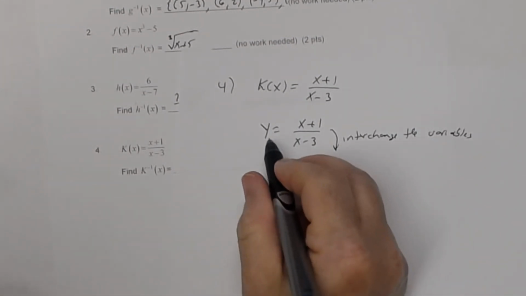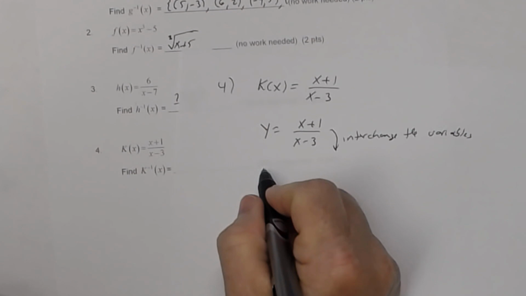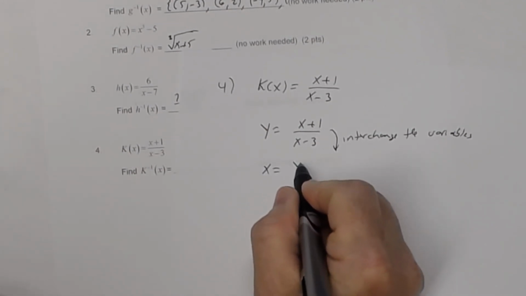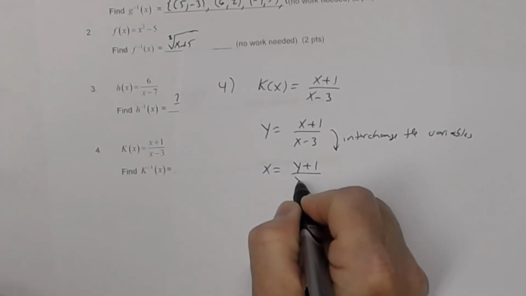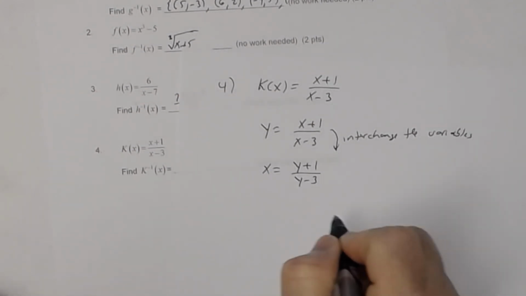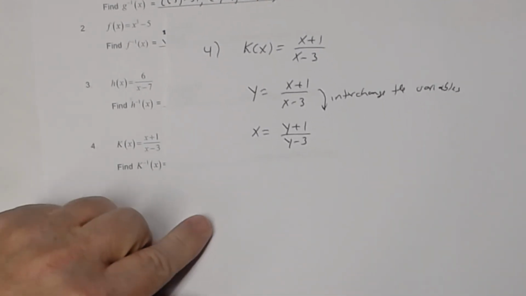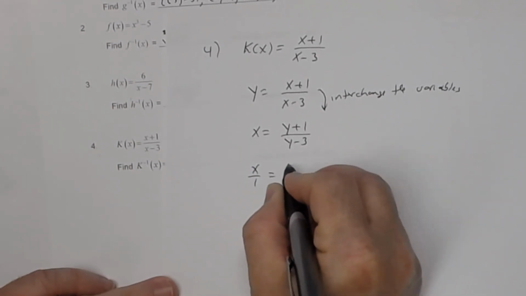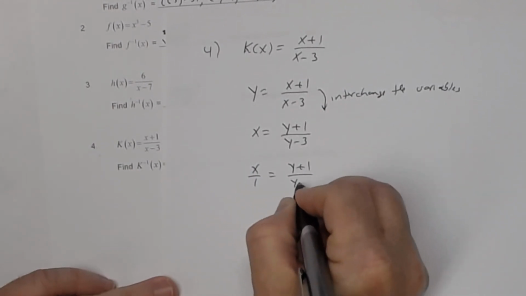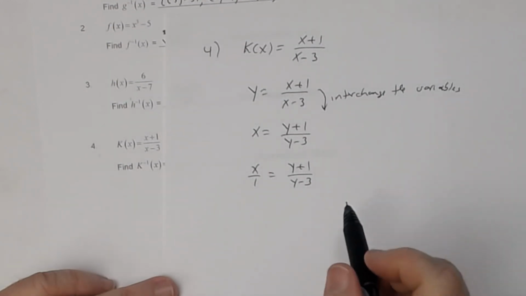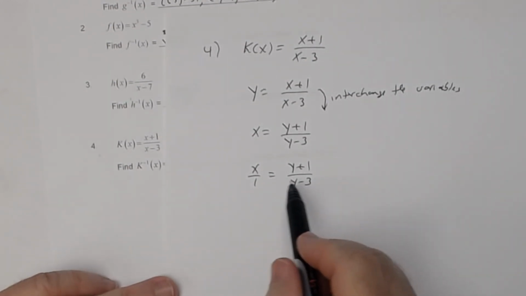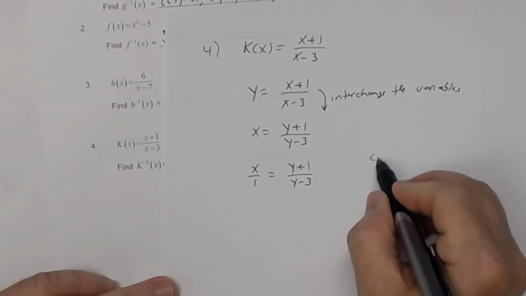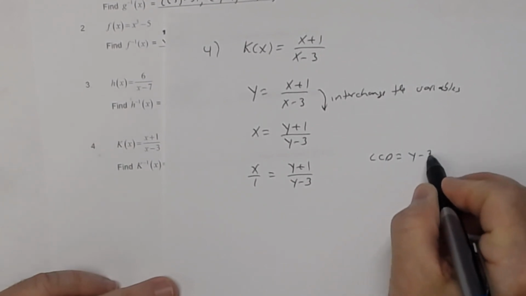So to go from here to the next step, you're going to say x equals (y plus 1) divided by (y minus 3). And just like we did the last time, I'm going to write x as x divided by 1. So x divided by 1 equals (y plus 1) divided by (y minus 3). And then we're going to clear those fractions. So the least common denominator, the LCD, is going to be y minus 3.